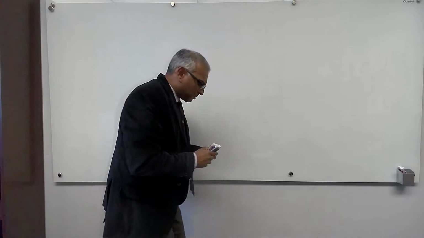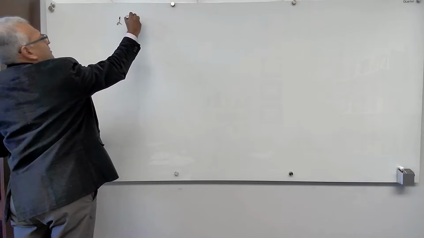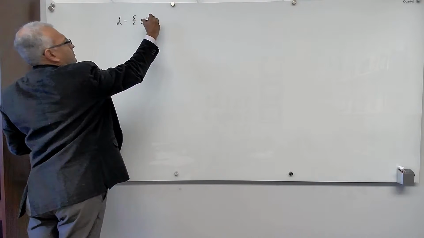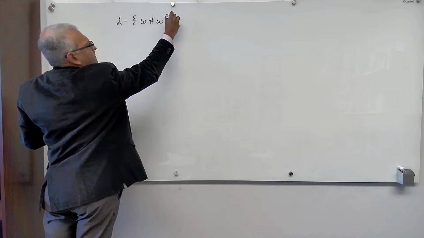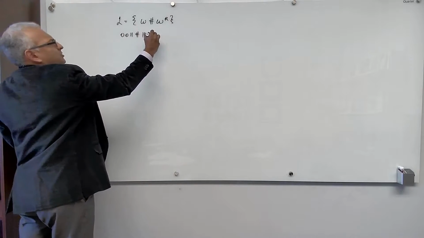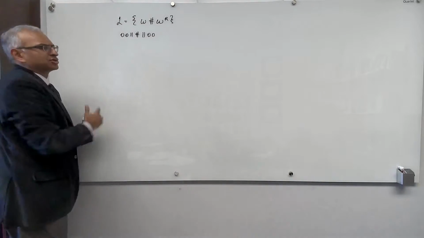So let's consider a simple problem. The language is strings followed by their reversal. So strings W, let me put the punctuation character, followed by their reversal. For example, 0011 pound 1100. So that's an example of such a string. And these are like palindromes, except there's a punctuation character here.